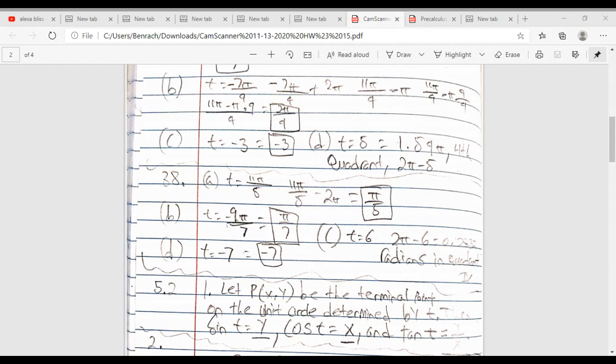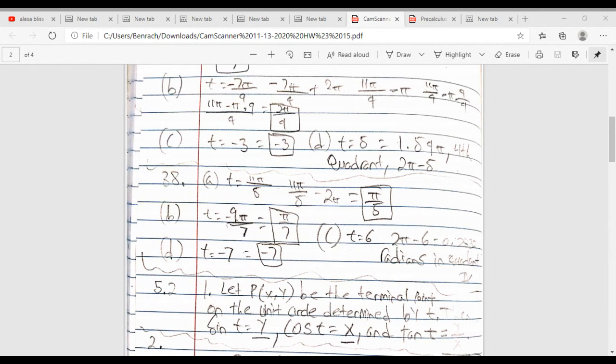Okay, go ahead. Let's see 38. I found myself getting pi over 5. If we draw this angle, 11 pi over 5, which quadrant does it fall in? Which quadrant is this angle? A positive angle, we draw counterclockwise, right?